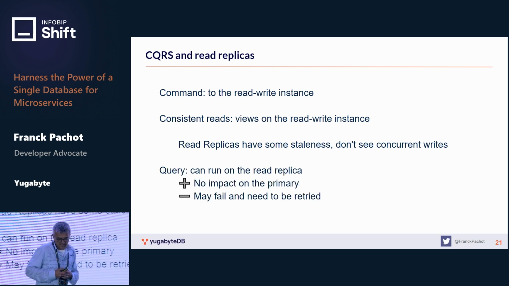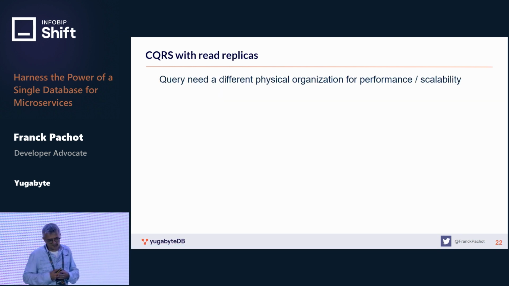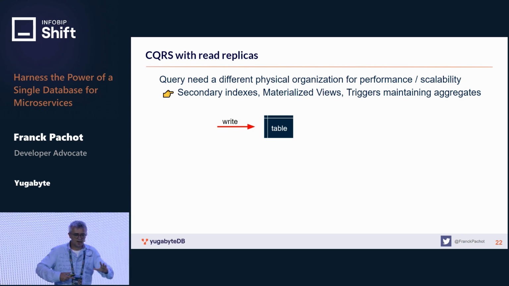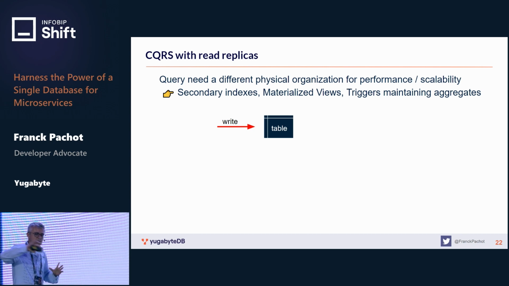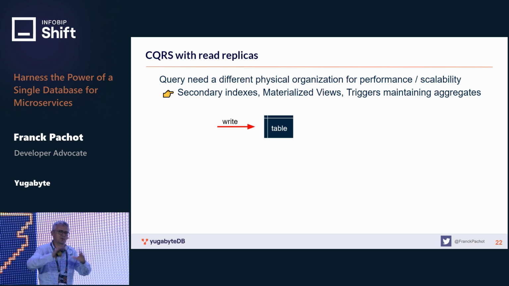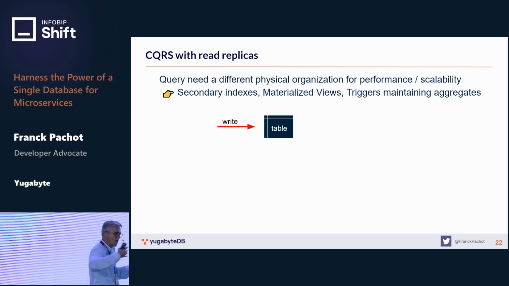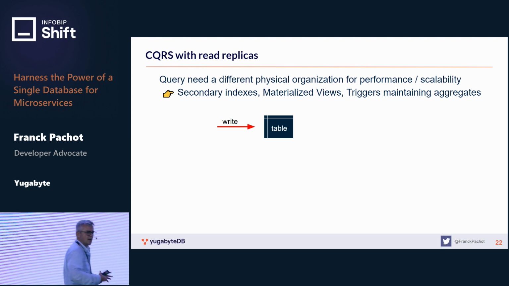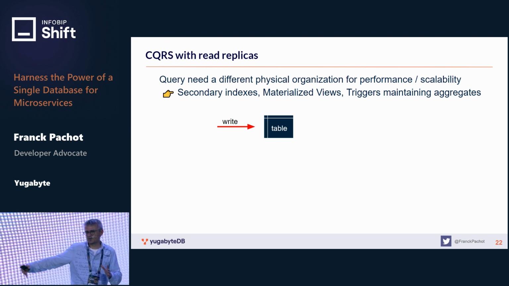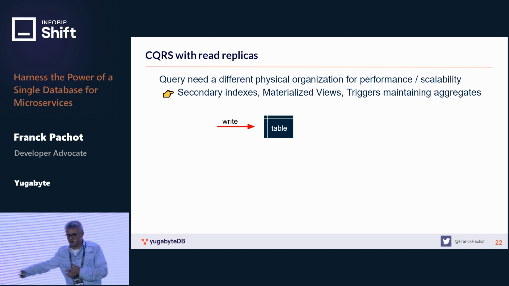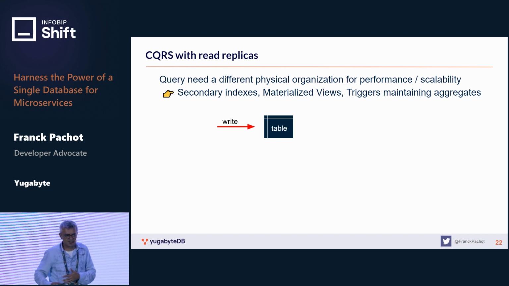I'm going fast on that. I just want to warn you about using read replicas for CQRS. So CQRS, you divide your services. Some are doing the writes and the consistent reads, and some other do not need consistent reads, and then can run elsewhere and maybe scale with read replicas.